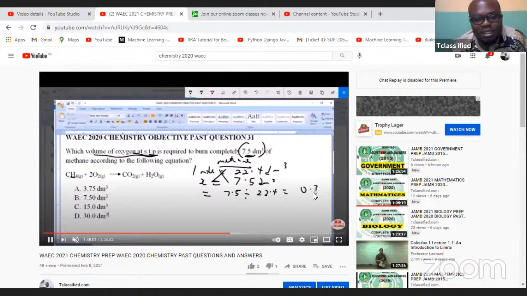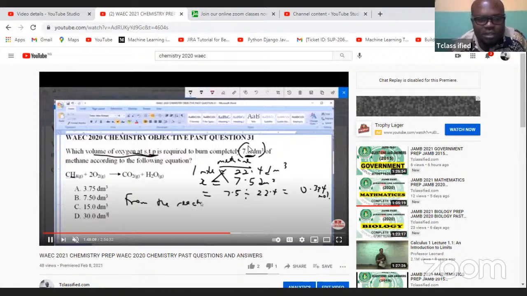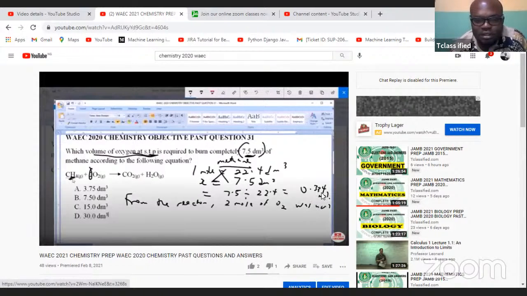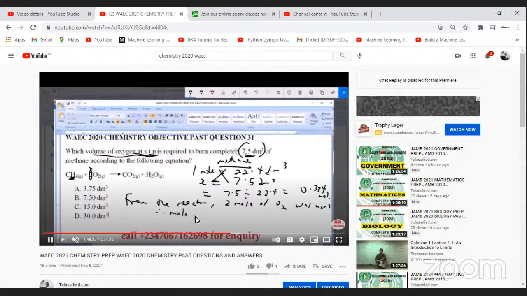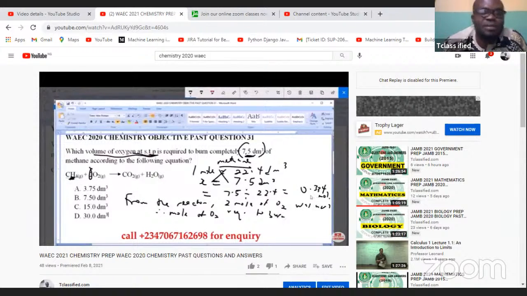So the volume of methane now is 0.334. That is inside the 7.5. This is the 7.5 that went into reaction, not the 22 point. So we now say for 2 moles of oxygen, since 1 mole of methane gives 2 moles of oxygen, this 0.334 that went into reaction, how many moles of oxygen will it give? And that's 0.67. So it's asking now, how many will it give? So when you cross multiply now, you get that 0.67.